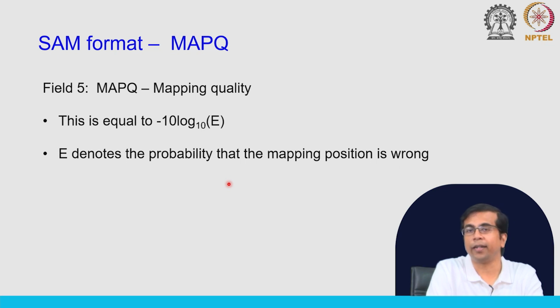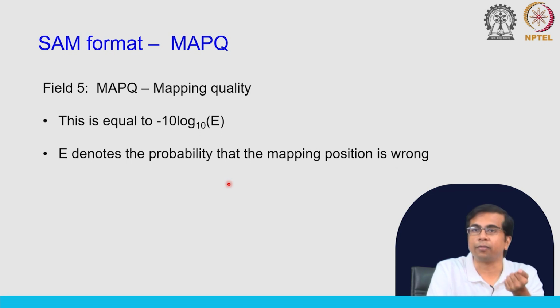So, it is a very similar idea to what we did when we calculated the probability of error for a base given the quality score, which was 10 to the power minus Q by 10. Here, E denotes the probability of error in the mapping process. Instead of a base call, this is the probability that the mapping position is wrong.